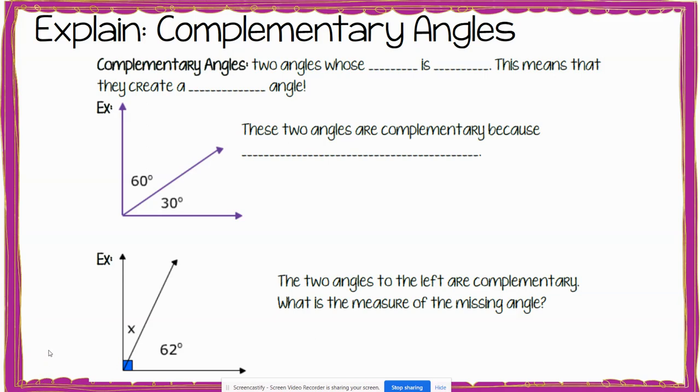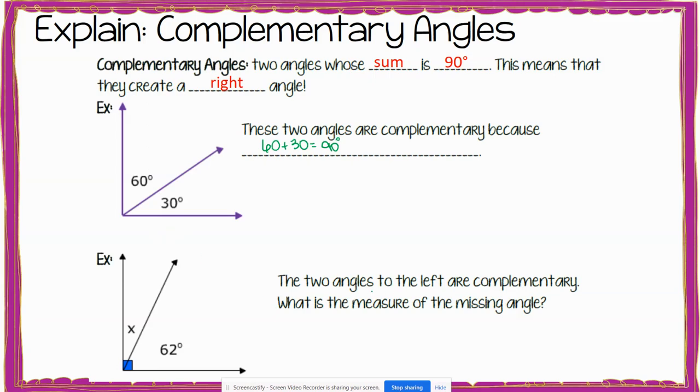Complementary angles are two angles whose sum is 90 degrees. Well, if their sum is 90 degrees, that means that they add up to 90, so they create a right angle together. These two angles in this first example are complementary because if I added 60 and 30 together, I would get 90. So I know that these two angles are complementary because they add up to 90 degrees.